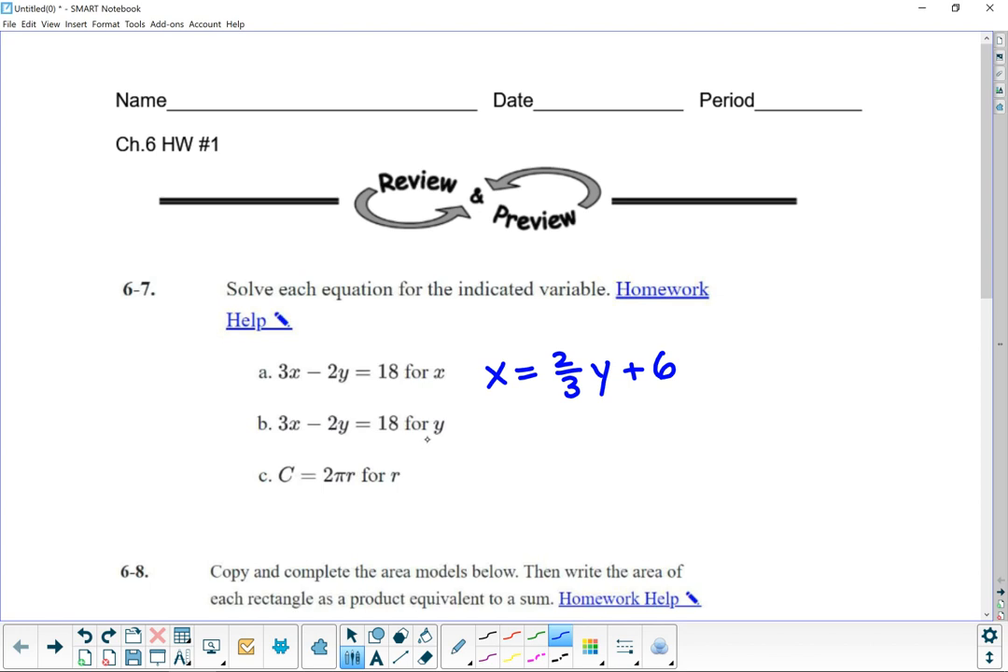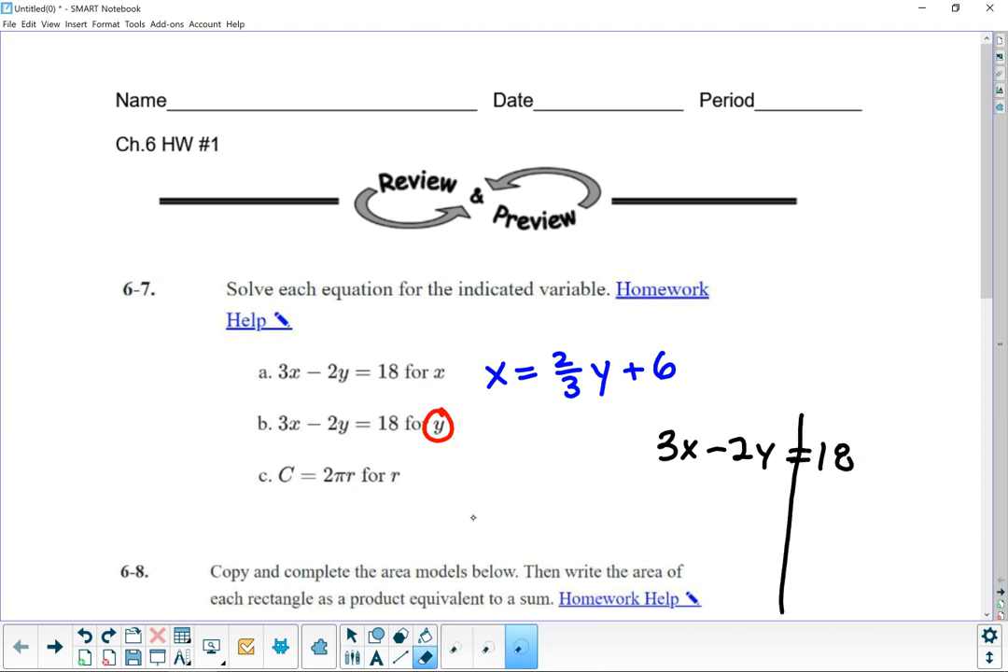B, we're going to solve for y in this case. See this one? We want to solve for y. So I'm going to write it down. 3x minus 2y equals 18. Again, you can put a line down the middle to split it up, but I want to solve for y, which means I need to get rid of everything except for y. First I'm going to get rid of that 3x by doing the opposite, negative 3x.